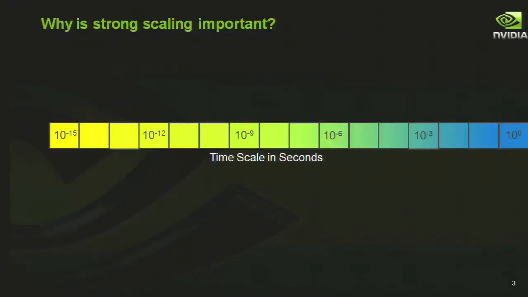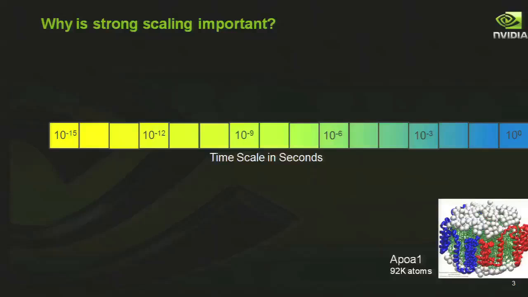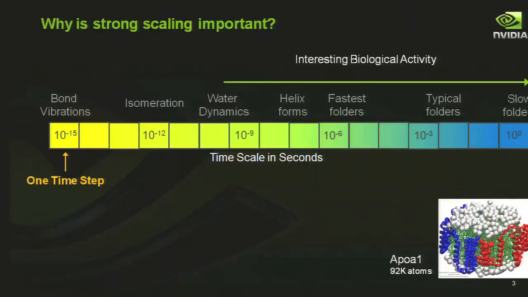So why is strong scaling so important for applications like this? Let's just get an idea for the time scale in which biological activity happens. Here's the time scale. We're starting at femtoseconds, ending at seconds. We have a pretty small system here. It's 92,000 atoms. One time step of simulation, unfortunately, is limited to the femtoseconds by the Nyquist limit. And it turns out that biological activity that scientists might care about really starts happening at nanoseconds and more.